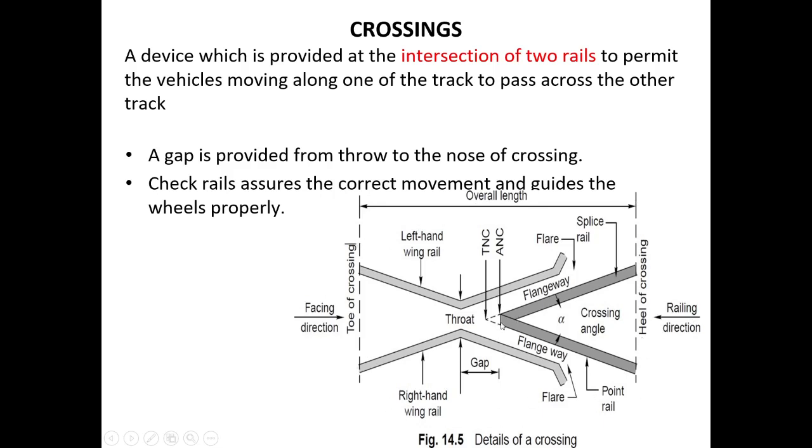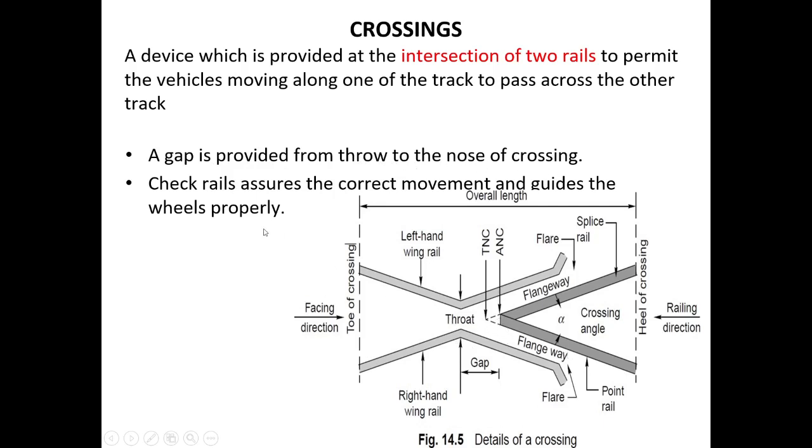This is the actual nose of the crossing, this is the theoretical nose of the crossing, and this portion is called the throat. The distance from the actual nose of the crossing to this point is the gap. These are the flange bays. A gap is provided from the throat. See, this is the throat. A gap is provided from the throat to the nose of the crossing.